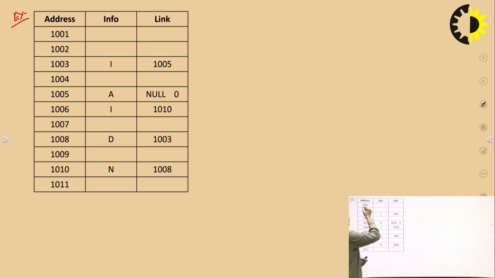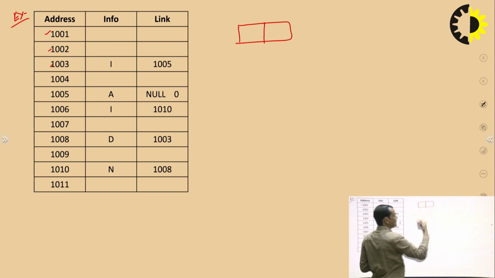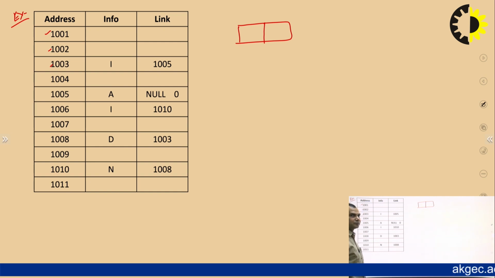These are some memory addresses: 1, 2, 3, 4 and so on. A node consists of two parts. The first is the info part, and the second is the next part, and we have to store some values here. Okay, suppose now I have to print some values.